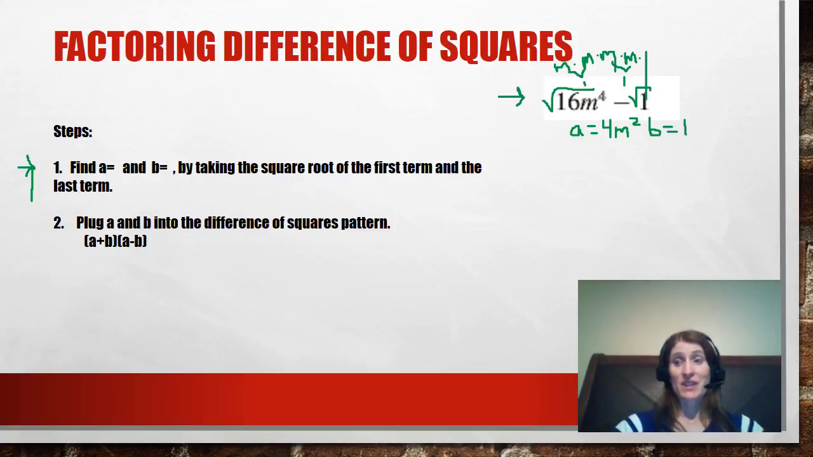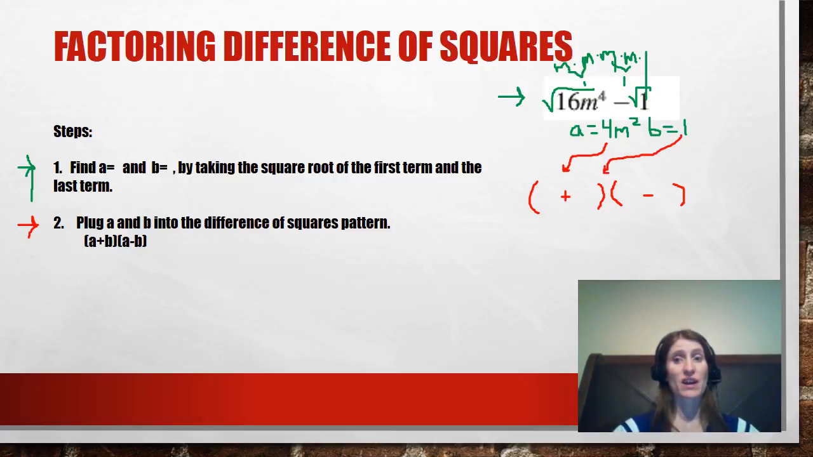Now moving on to step 2, it says that we need to plug A and B into the difference of squares pattern. Remember on the last slide how we had A plus B and then squared? Well, this time this is the only pattern we have. I'm going to write that over here. I put a plus sign in the first one and a subtract sign in the second one, and it will always equal this. You just have to find out what your A is.